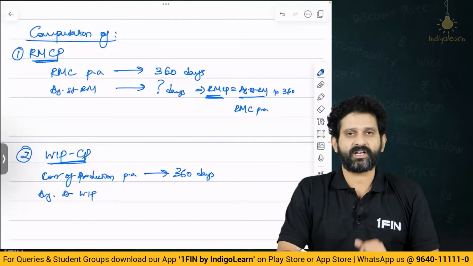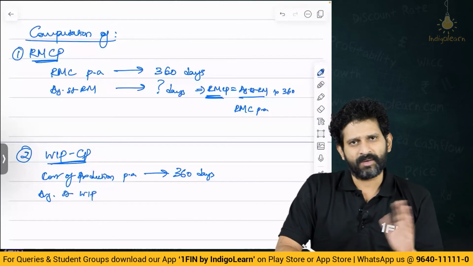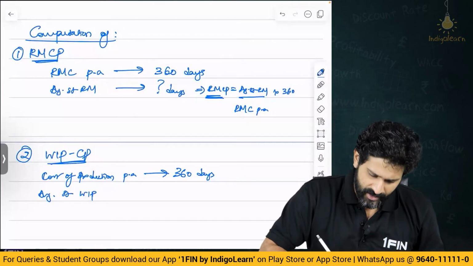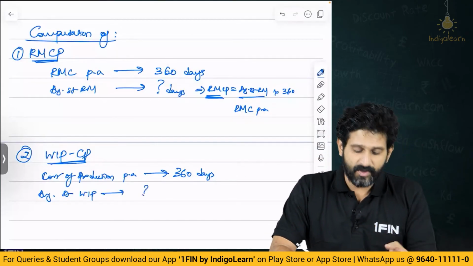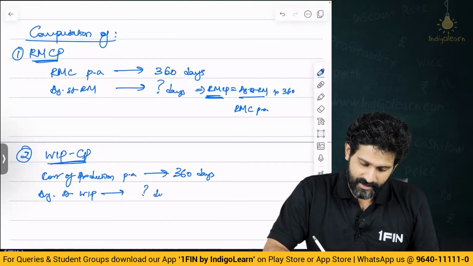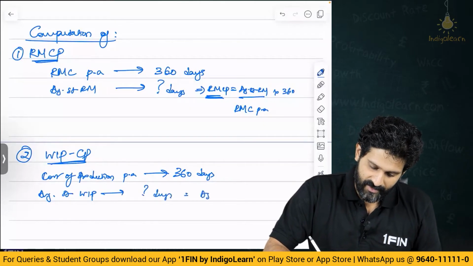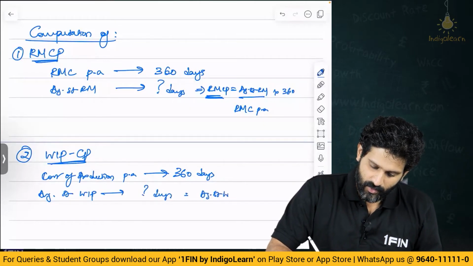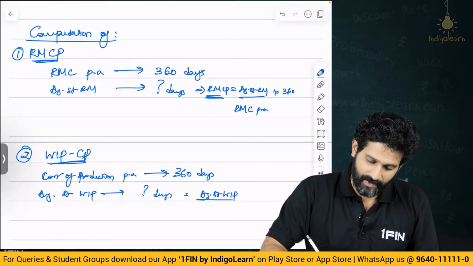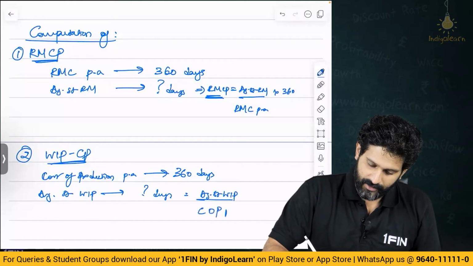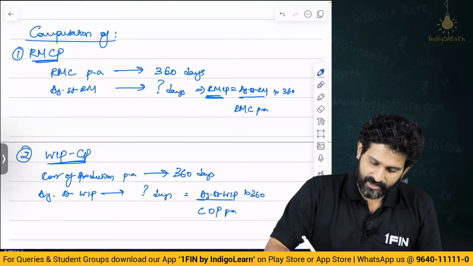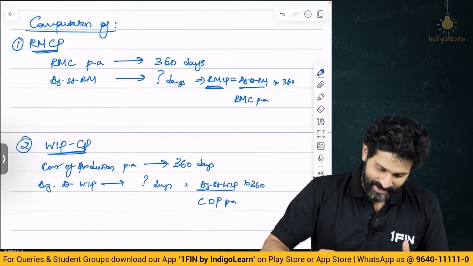Sir, how do we get the average stock of work in progress? Same, opening stock of work in progress plus closing stock of work in progress by 2. For this average work in progress, how many days? That is equal to average stock of work in progress divided by cost of production per annum into 360 days. Absolutely.